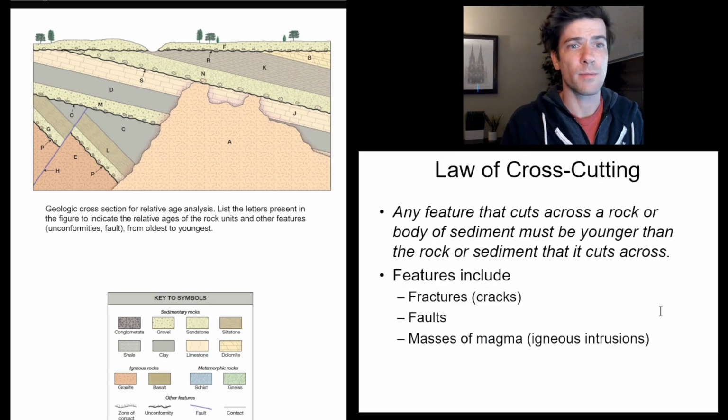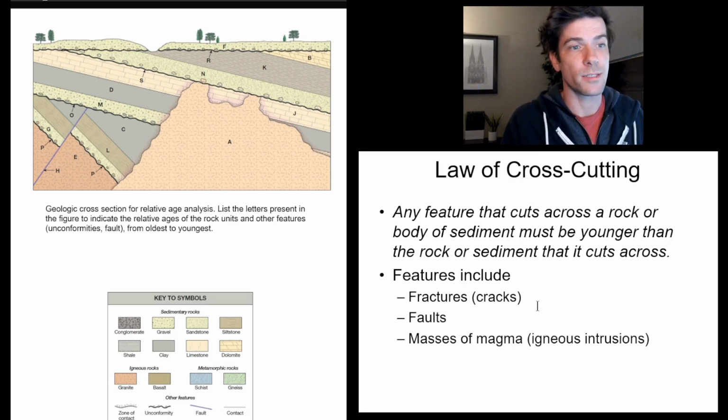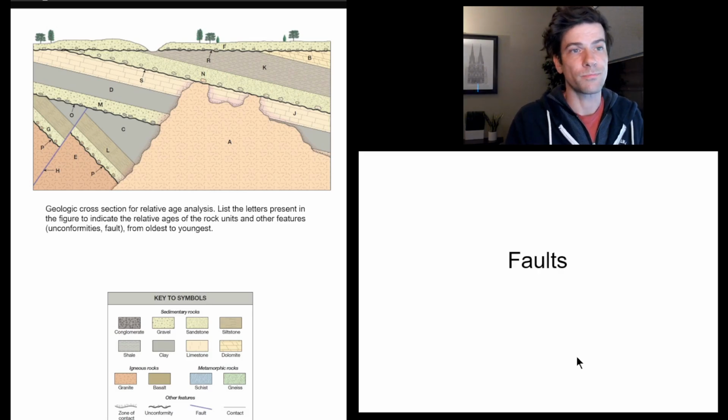So that makes sense. And the second to last, I think, is the law of cross-cutting relationships. This just says that anything that's cutting across another thing must be younger. So if there's a fracture in a rock, the fracture is younger than the rock itself, right? The rock must have been there in order to be fractured. That makes sense. This also applies to masses of magma. So these intrusive bodies of magma are going to be younger than the rocks that they intrude into.